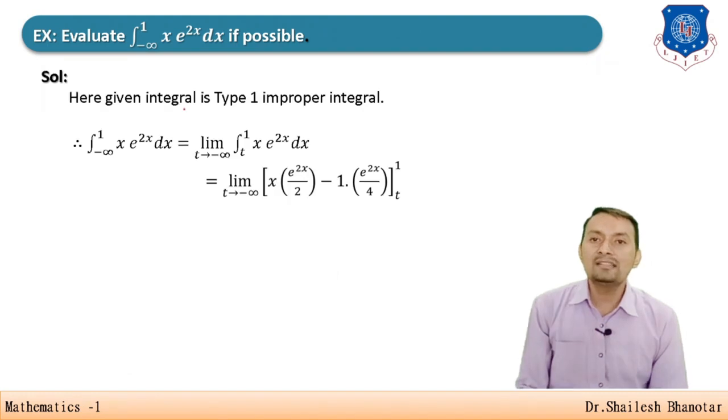Let us see another question. Evaluate the integration from minus infinity to 1 of x times e raised to 2x dx, if it is possible. So here the given lower limit is minus infinity, so we can say this is an improper integral of type number 1. Whenever we solve these improper integrals, I have to assume that minus infinity is replaced by a new constant t. Then we will assume that t tends to minus infinity.